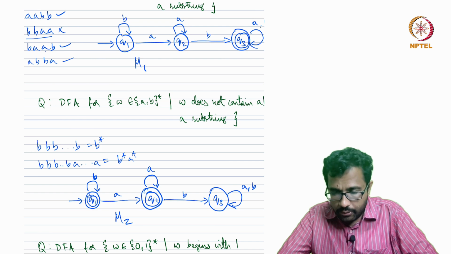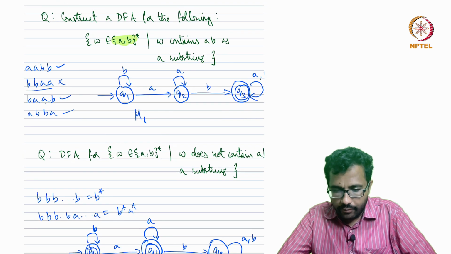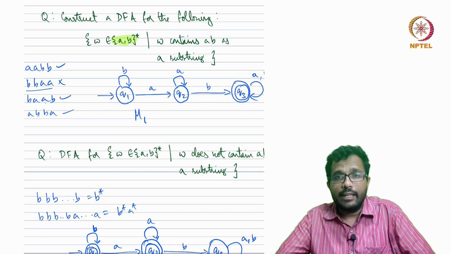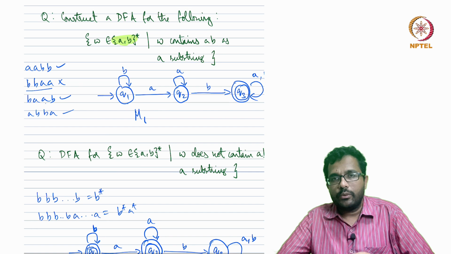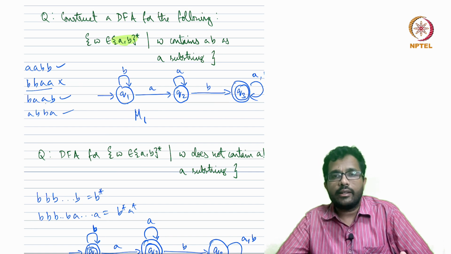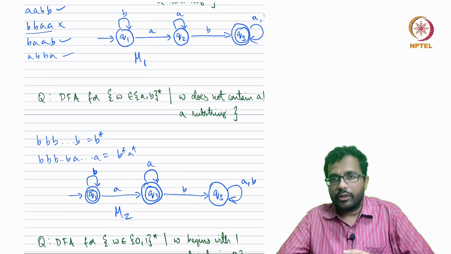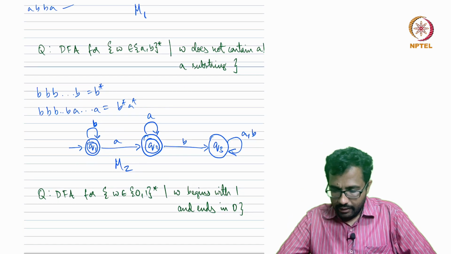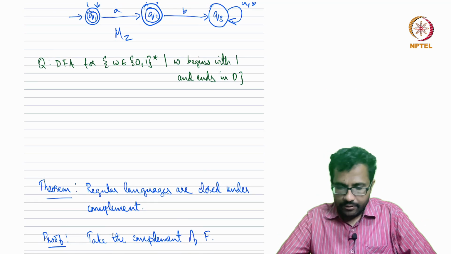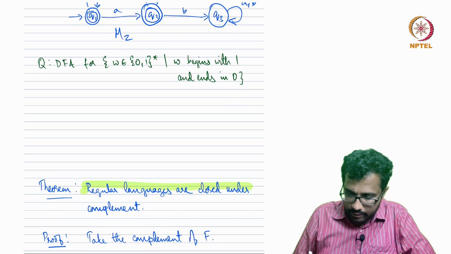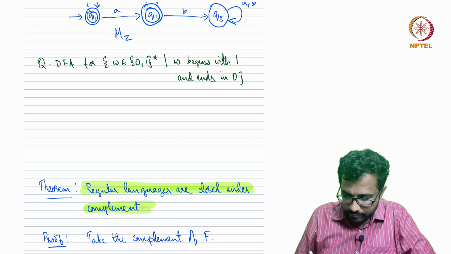And the language also, interestingly, is the complement. In the case of M1, we were looking for all the strings that contain AB as a substring. M2 recognizes all the strings that do not contain AB as a substring. So M1 and M2 are complementary, and this gives us the following statement: regular languages are closed under complement.